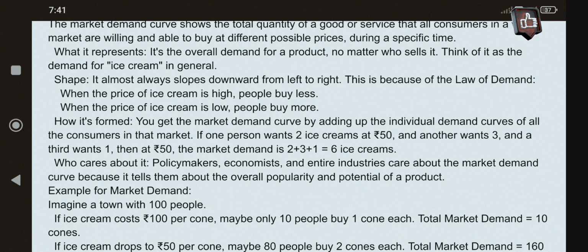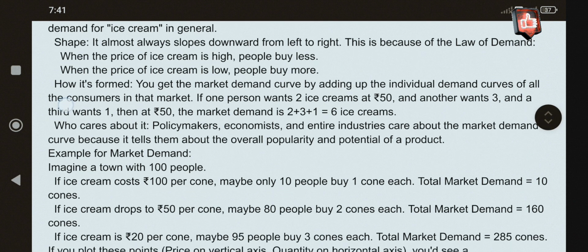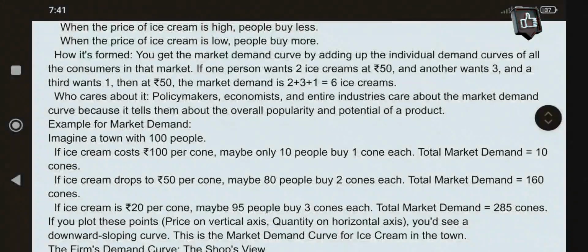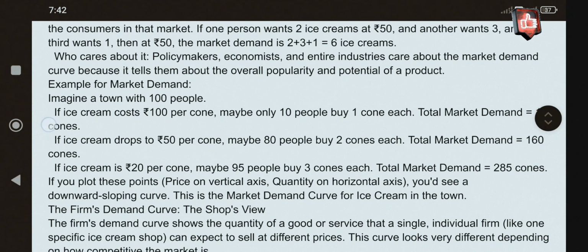You get the market demand curve by adding up the individual demand curves of all the consumers in that market. If one person wants 2 ice creams at 50 rupees, and another wants 3, and a third wants 1, then at 50 rupees, the market demand is 2 plus 3 plus 1 equals 6 ice creams. Who cares about it? Policymakers, economists, and entire industries care about the market demand curve because it tells them about the overall popularity and potential of a product.